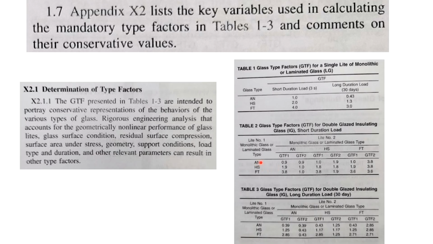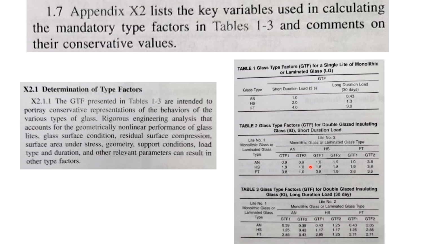Okay. So we have annealed. We're going to talk more about what annealed is in a minute. If we have a double insulated glass and it's annealed for one light and annealed for the other light, we're going to apply a factor of 0.9 for each one of those lights. If we're combining annealed with heat strengthened, our annealed, the first one, we're going to use a factor of 1.0, and with our heat strengthened, our second light, or glass type factor, is going to be 1.9.